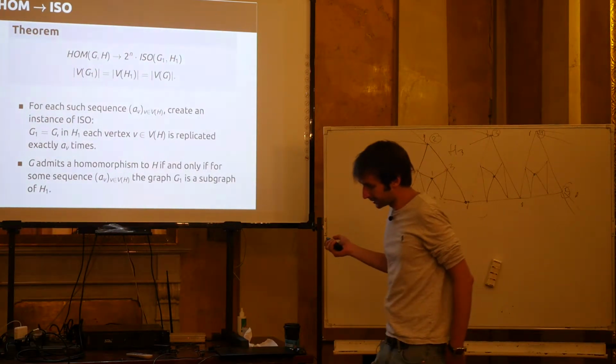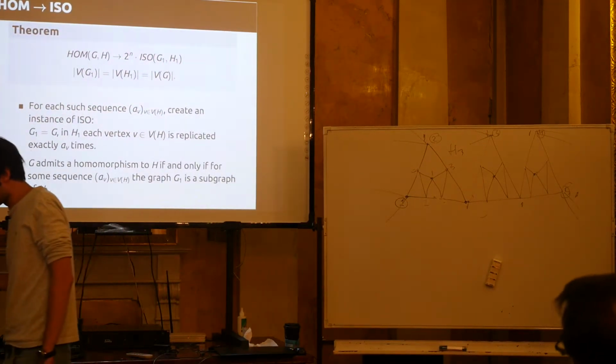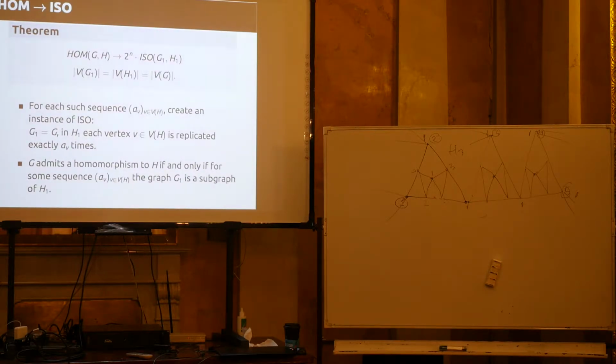So now the whole reduction is the following. Go through all 2 to the n sequences and check if there exists a subgraph isomorphism. If there exists a subgraph isomorphism for at least one such sequence, then there was a graph homomorphism for the original problem. Otherwise, there was no such homomorphism. Is it clear?